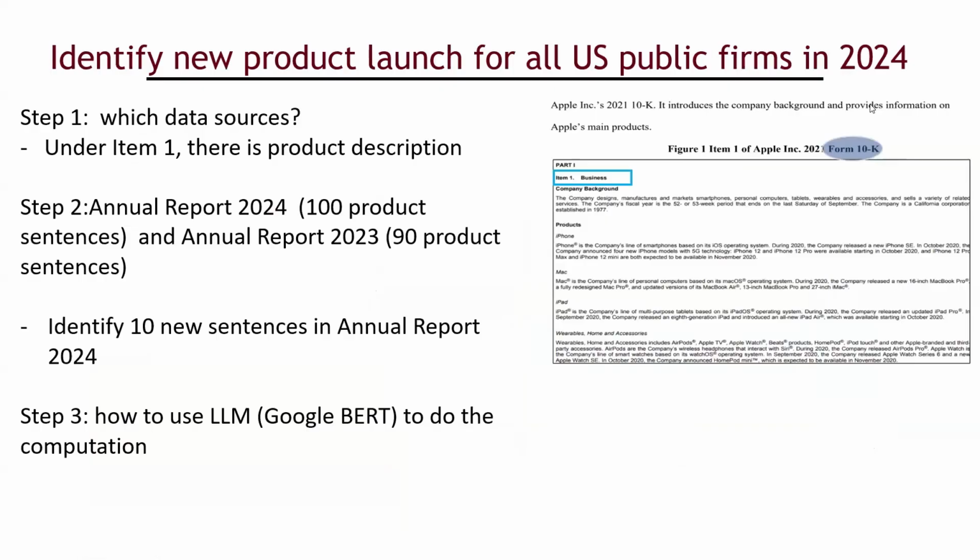This is one example I want to share with you. Let's say your job is to identify all new product launches for all US public firms in 2024. We have around 6,000 US companies. If you want to get all new product launches for the 6,000 companies, traditional finance students will go to each website, manually copy and paste, and get the new products. You are talking about 3 months of time, okay?